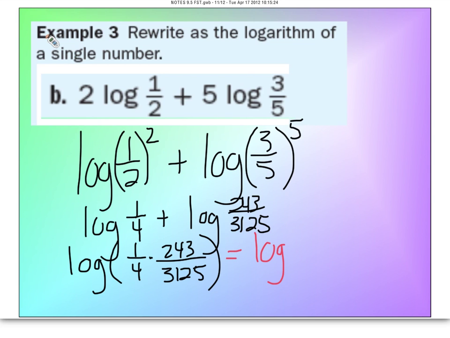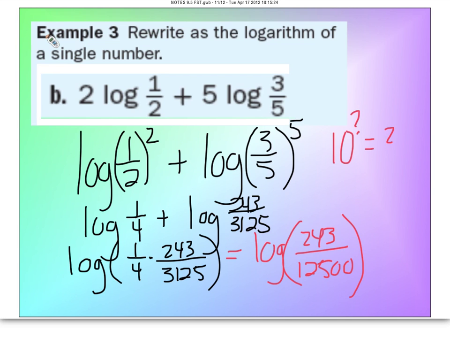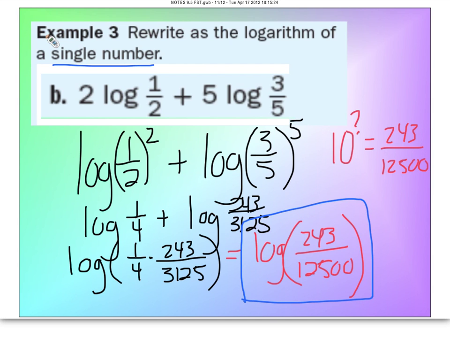Then the next step we can do is multiply straight across. So this is going to be log of 243 over 12,500. Now this is a base 10 number, so really what it says is 10 to some power is going to equal this value. I will tell you, having to simplify this one is going to be beyond our scope, so for now let's just keep this answer in the logarithmic form and not make this one a single number.